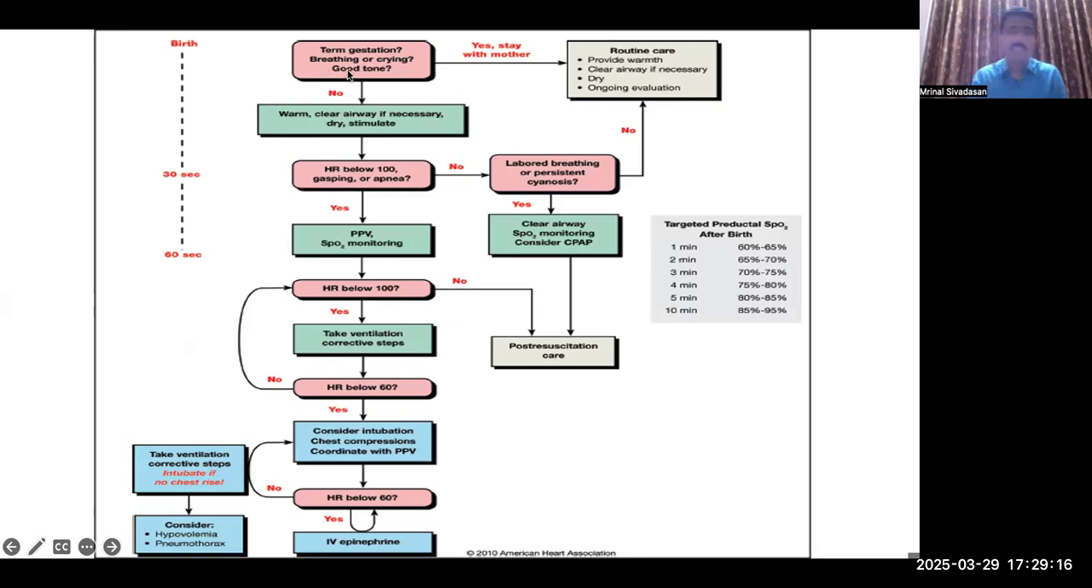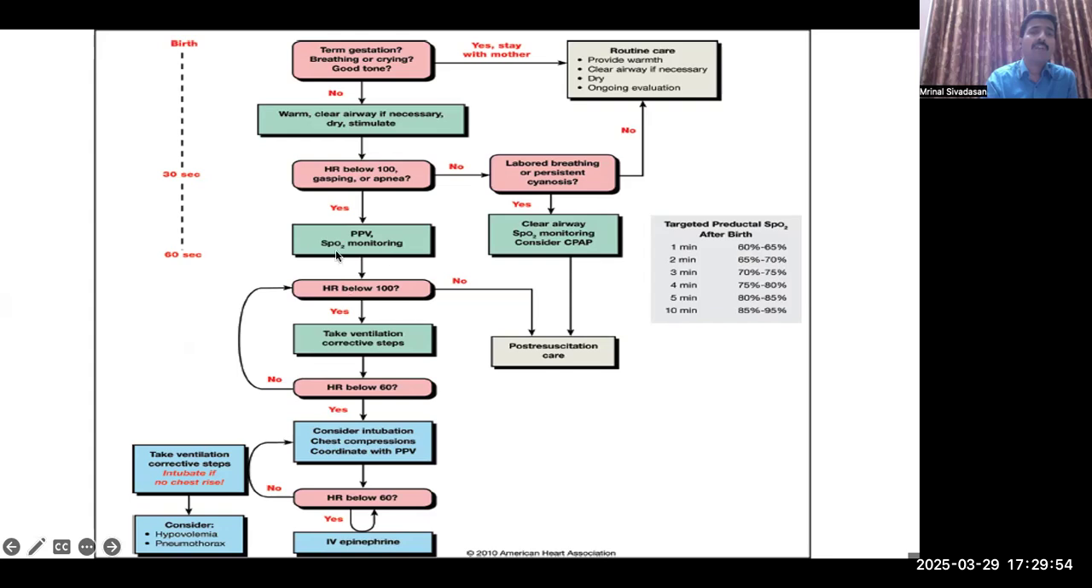Ask if the baby is crying. If not crying, then go for the initial step: clamp the umbilical cord, cut it immediately, bring the baby to the warmer, provide warmth, clear the airway secretions, dry and stimulate. Within 30 seconds you should complete this initial step, then check the heart rate and the breathing. If the baby is not breathing or is gasping, or the heart rate is less than 100, then you go for the second step, the breathing step, which is providing positive pressure ventilation with saturation monitoring.